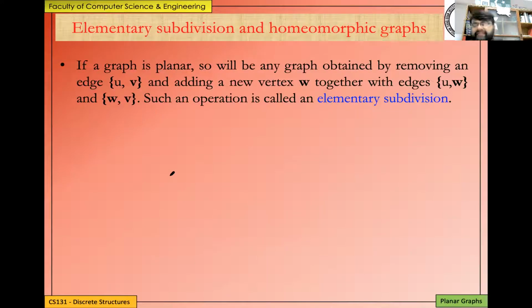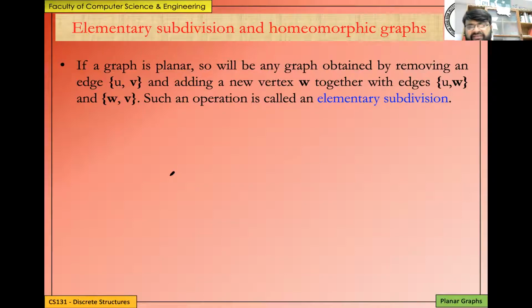Then there's another topic that I'm going to give you a brief outline of, but this is not a very important topic, and I'm not going to ask you about this in the exam. This is just something for your information and for completing this particular topic.